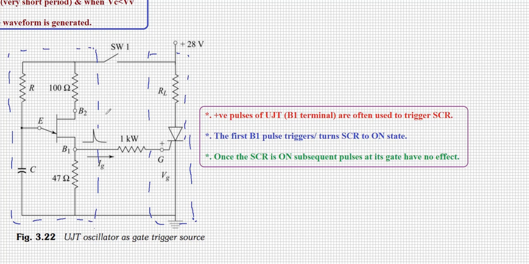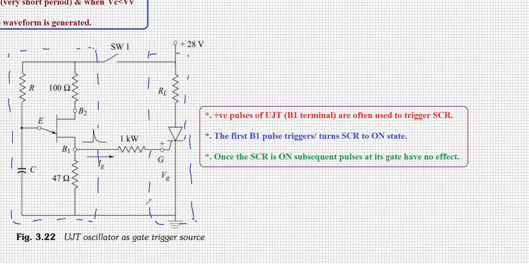Now once the switch is closed, charging and discharging happen based on UJT on and off. Accordingly, if you tap the signal from the B1 terminal, you are going to find the train of pulses. Those pulses are applied to the gate terminal as a triggering source to the SCR. You may observe here that positive pulses of the UJT B1 terminal are often used to trigger the SCR. The first B1 pulse turns the SCR to the on state. The first pulse itself, we don't need a train of pulses, will make the SCR turn on. Once the SCR is on, the subsequent pulses at its gate have no effect. You know that once it is on, the gate loses its control over the SCR.